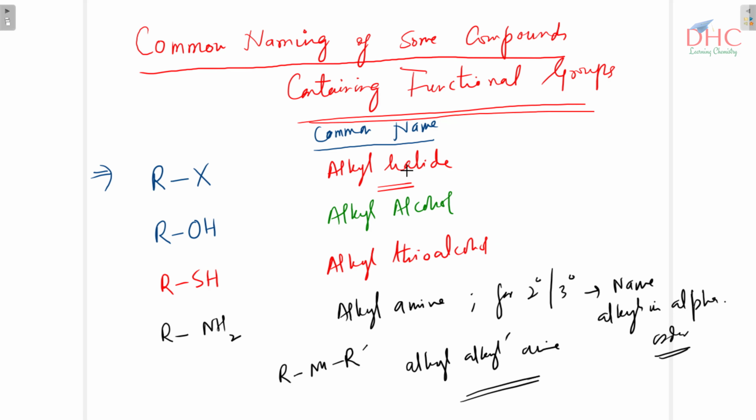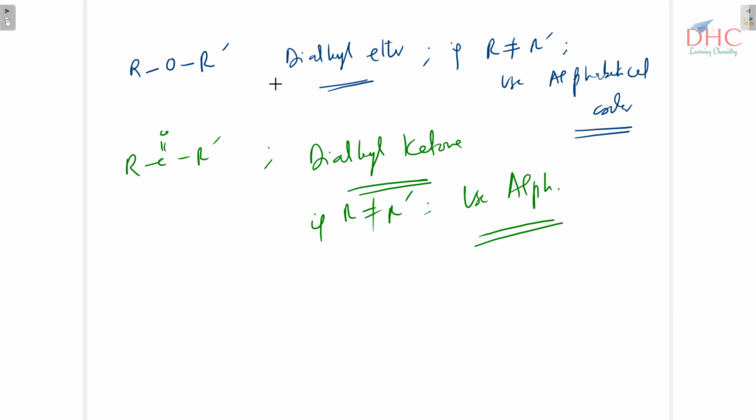RX is basically alkyl halide, that is its common name. Alkyl is named first, then the halide is named. So we have alkyl, then thio alcohol. We have alkyl, then amine. For secondary or tertiary, we have dialkyl amines, or alkyl dash amines, depending upon whether the R's are the same or different, and then you use alphabetical order. The same is true for dialkyl ethers, and for ketones, where dialkyl ketone is the common name. If the R's are different, you use them alphabetically.